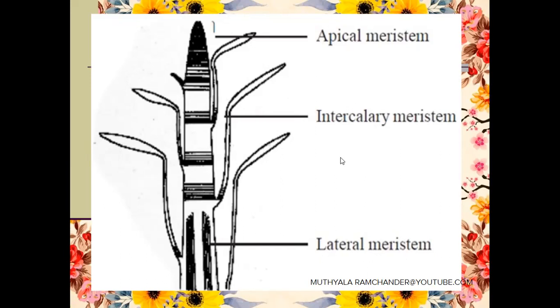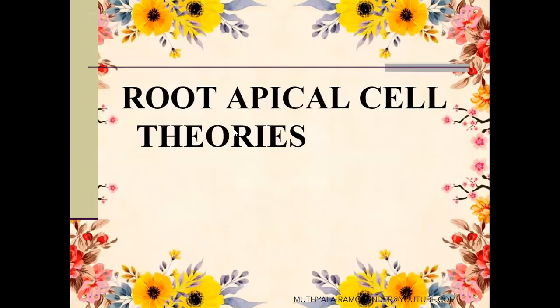And from these meristem cells, root apical cell theories and shoot apical cell theories are explained by different scientists. First, we discussed the root apical cell theories. The terminal part of the root contains meristem. That meristem is called apical meristem. How does the root apical meristem, or apical meristematic cells, develop into a complete root?